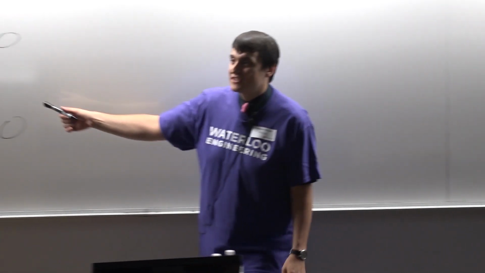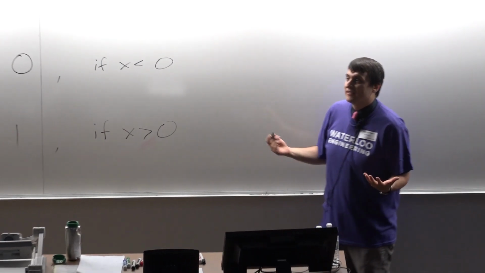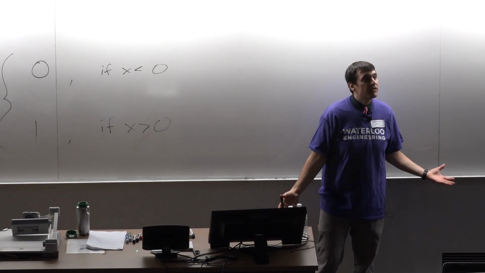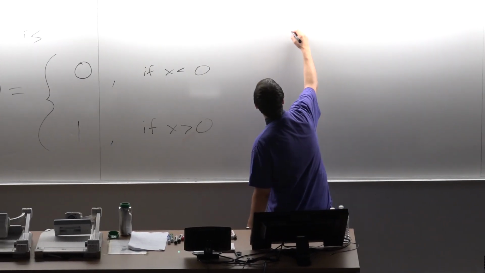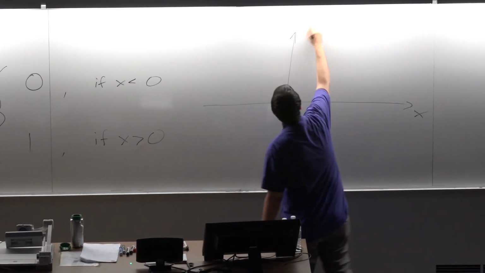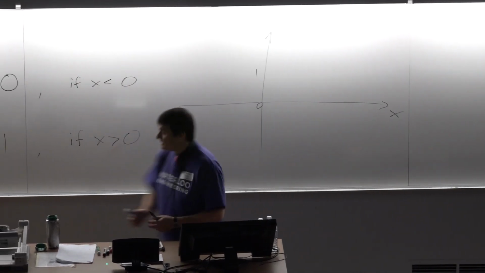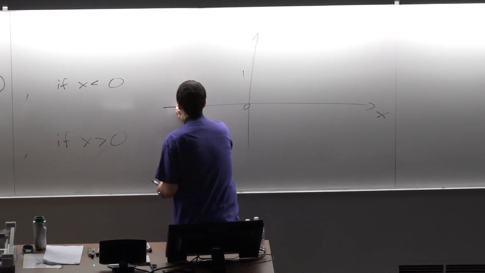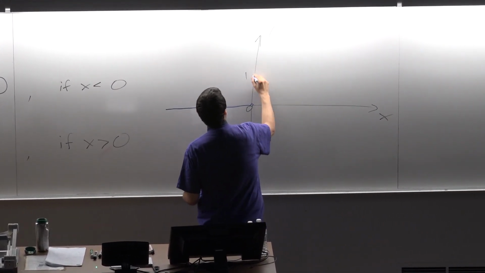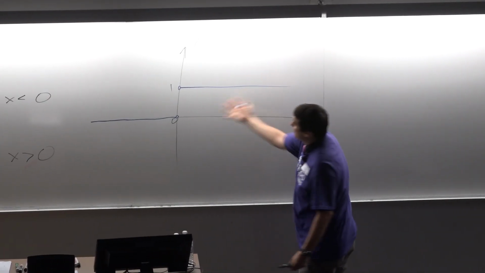The range of this function is actually quite boring. The range of this function is only 2 different numbers. The output can be 0, the output could be 1, and it could be nothing else. So I'm just going to graph this function in case that will help, which I believe it will. So here's the x-axis, here's the y-axis, 1 is over here, 0 is over here, and the graph of this function is literally, well, y equals 0 when x is less than 0, and y equals 1 when x is greater than 0. So that is the function h of x.